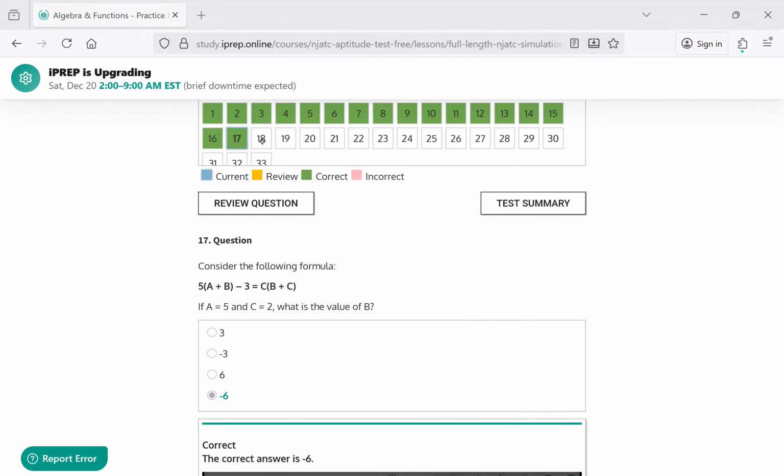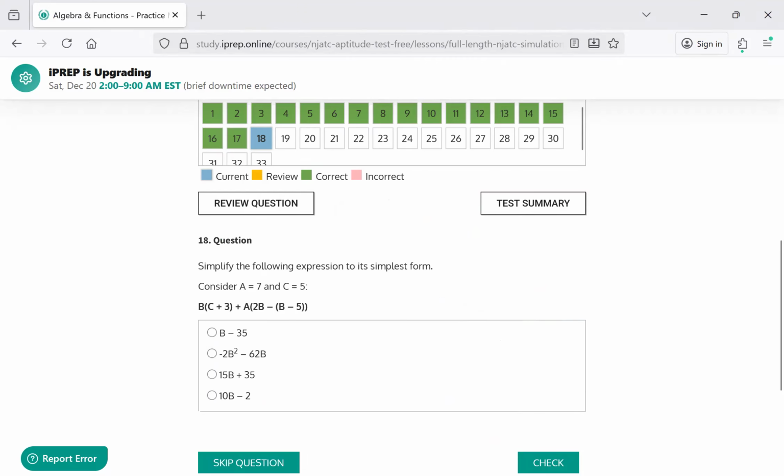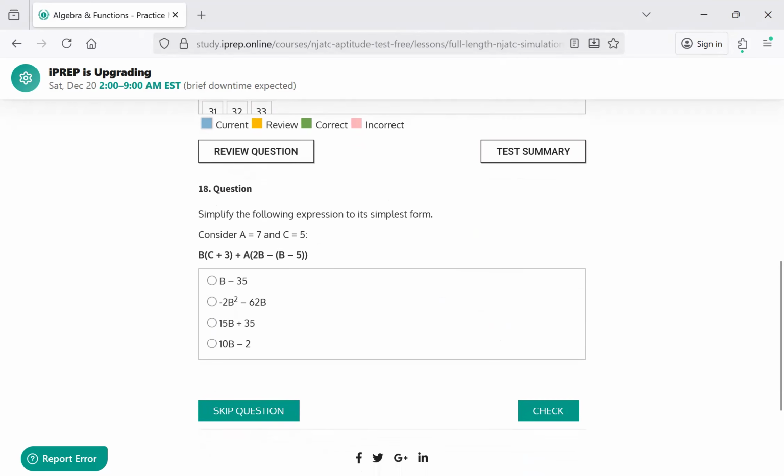Okay, move on to 18. Consider the following expression: a equals 7, c equals 5, and then figure out what you'll get. So, yes, what will we get? Will we get a constant or will we have some letters? So, just like the other ones, it's best to just plug it in.